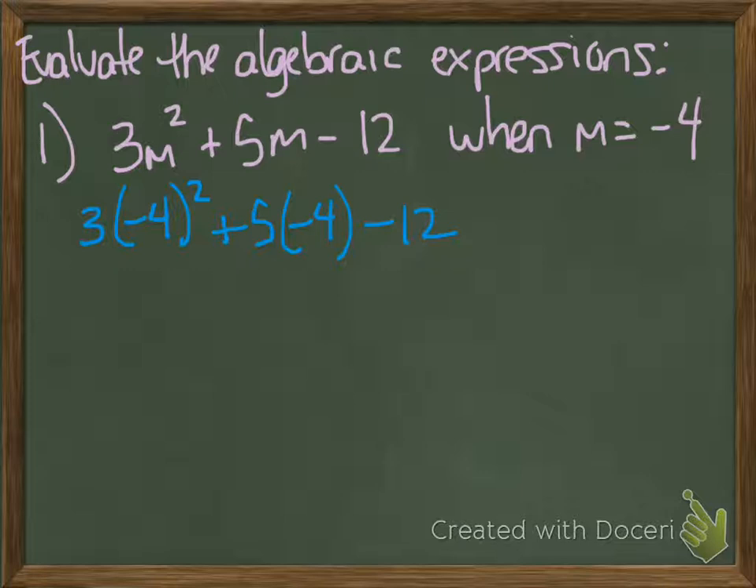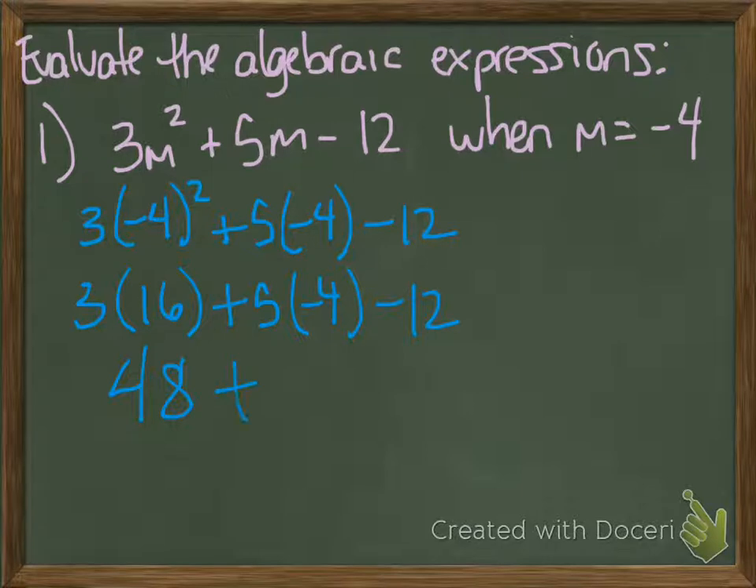And now we need to do the order of operations. Well, we have parentheses, but I can't do anything inside the parentheses because there's only the negative 4. Next, I need to do the exponents. So negative 4 squared is negative 4 times negative 4, which is a positive 16. And now we're down to any multiplication and division. There is no division, but when we do our multiplication, we're going to get 48 plus a negative 20 minus 12. Yes, this negative 20 I could have written as just minus 20. And so now 48 plus a negative 20 minus 12 will give us a final answer of 16.